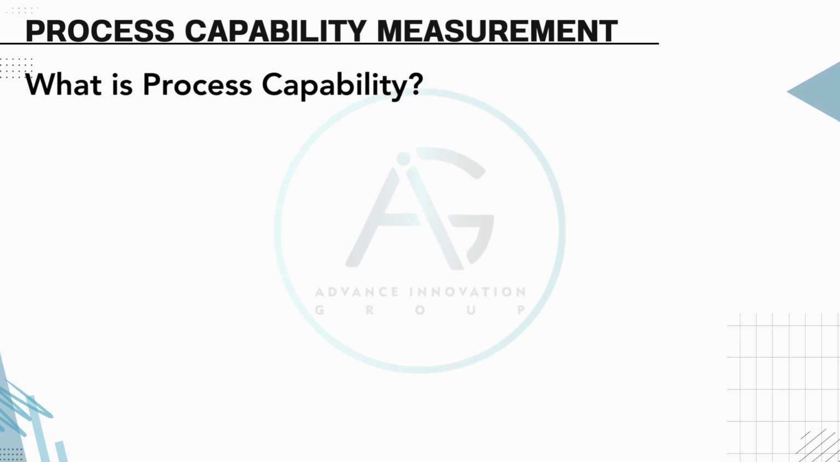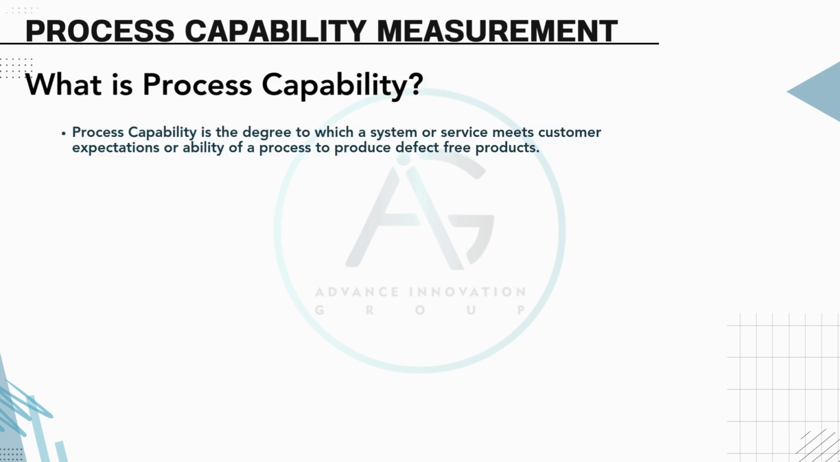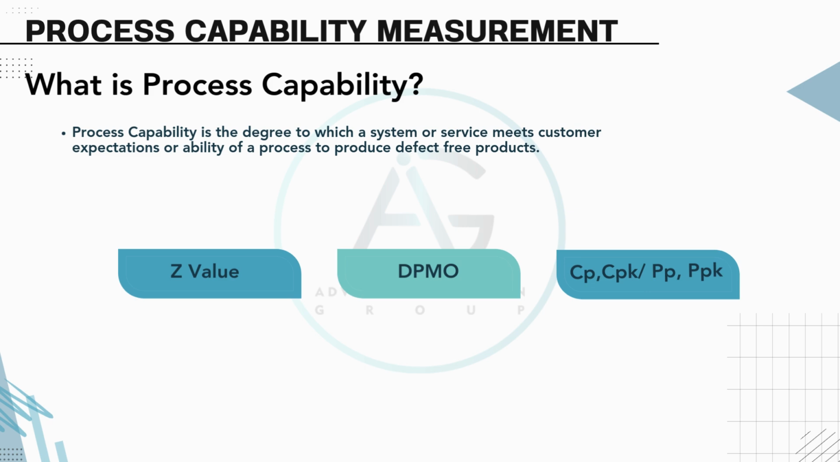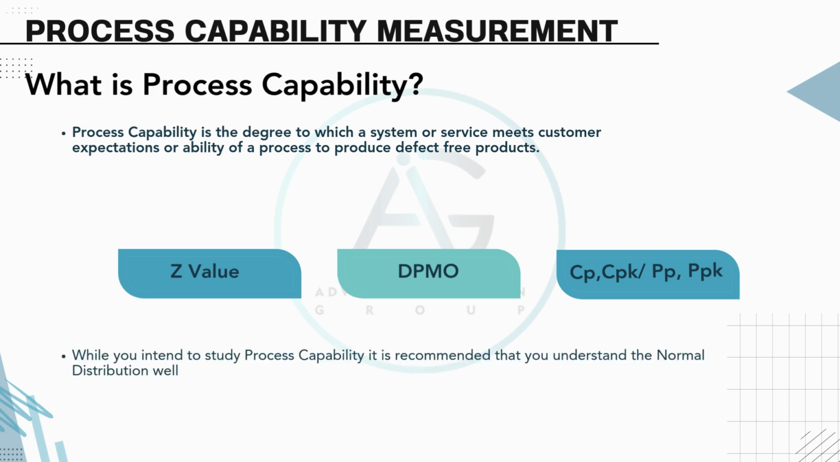What is process capability? Process capability is the degree to which a system or service meets customer expectations, or the ability of a process to produce defect-free products. While you intend to study process capability, it is recommended that you understand the normal distribution well.